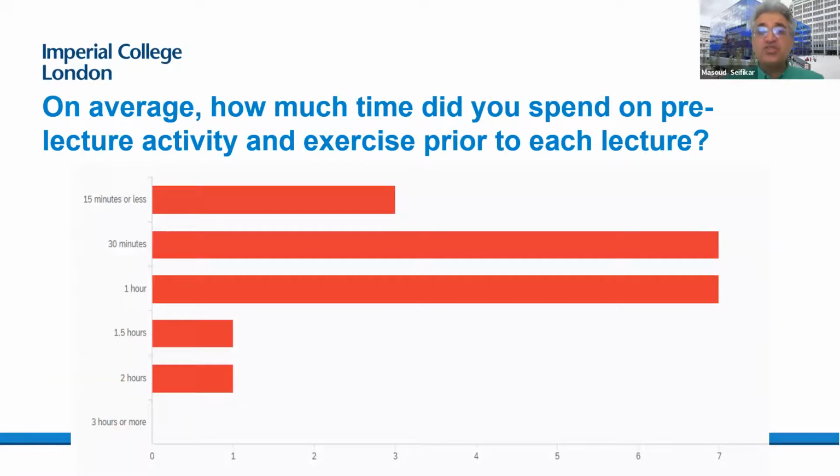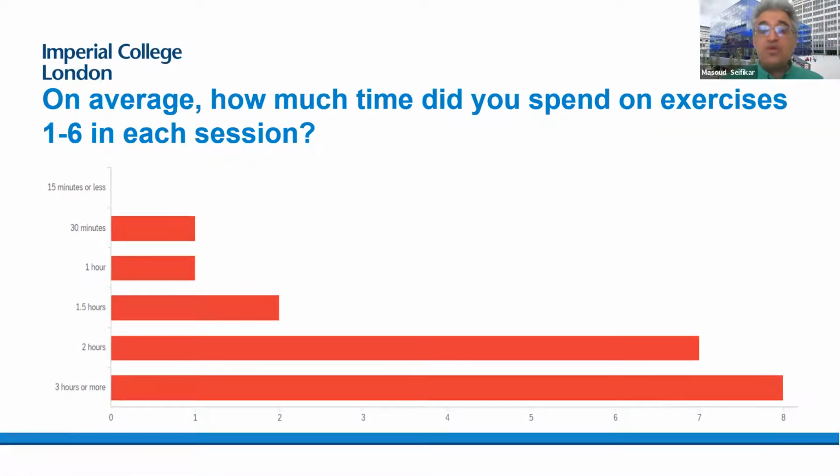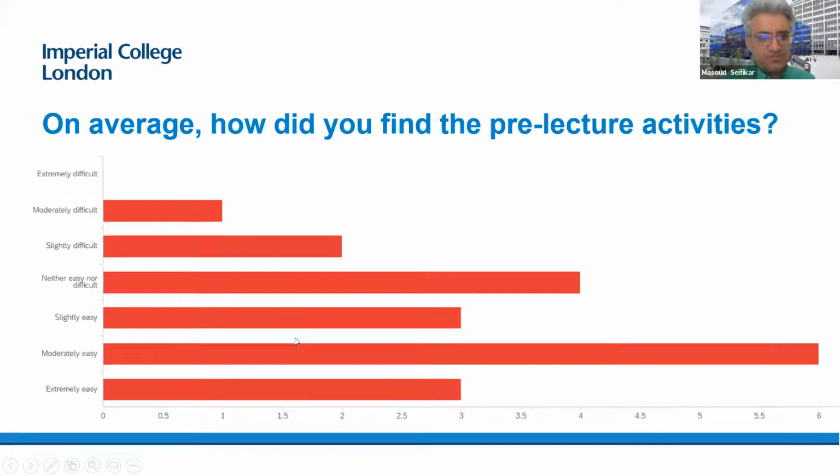On average, how much time did you spend on pre-lecture activities? You see that it was between 30 minutes and 1 hour. On average, how much time do you spend on the exercises themselves? It's between 2 and 3 hours.